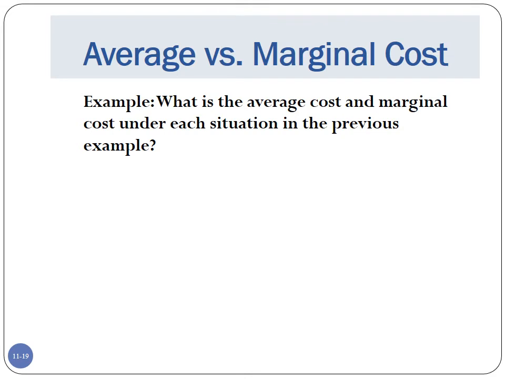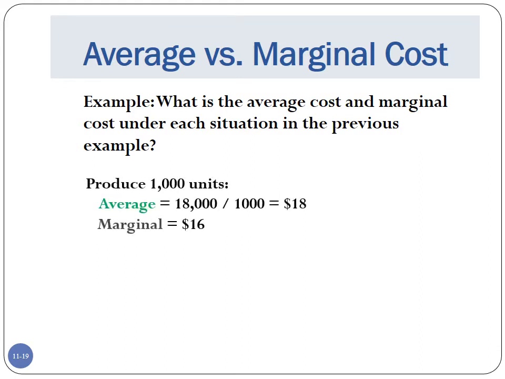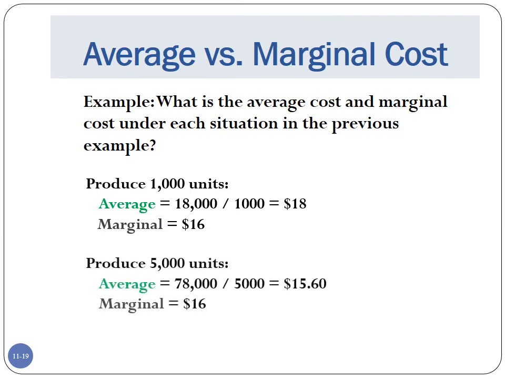So let's take an example. What's the average cost and marginal cost under each situation in the previous example? If you produce 1,000 units, your average is 18, but your marginal is 16. If you produce 5,000 units, your average is $15.60, but your marginal is $16. So your average is dropping, but your marginal cost is still $16.